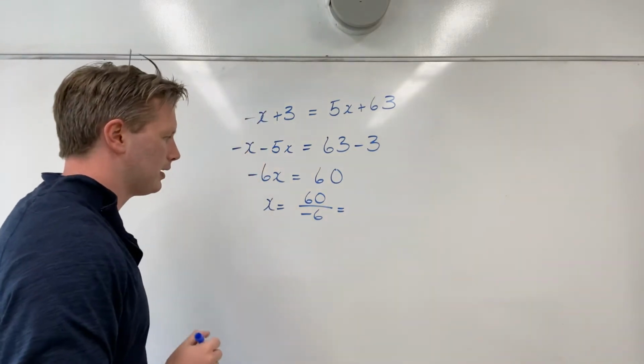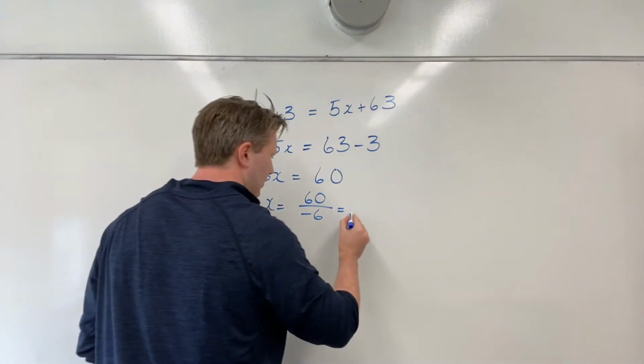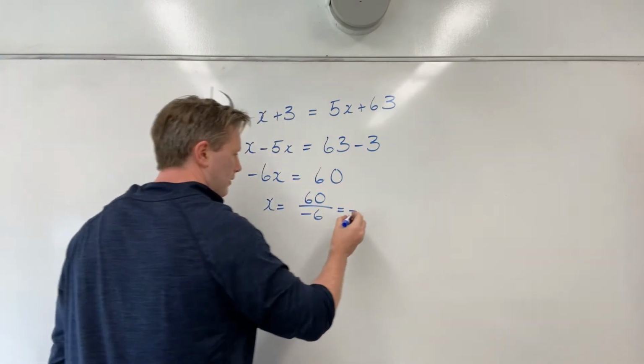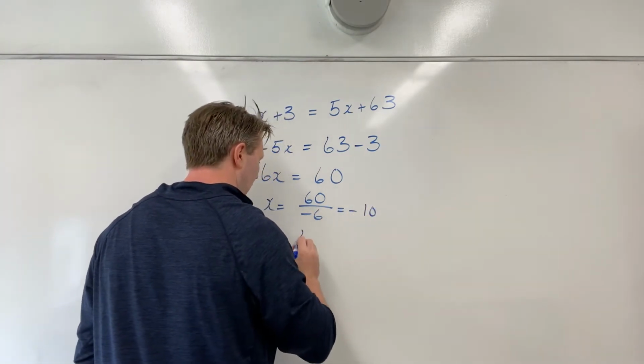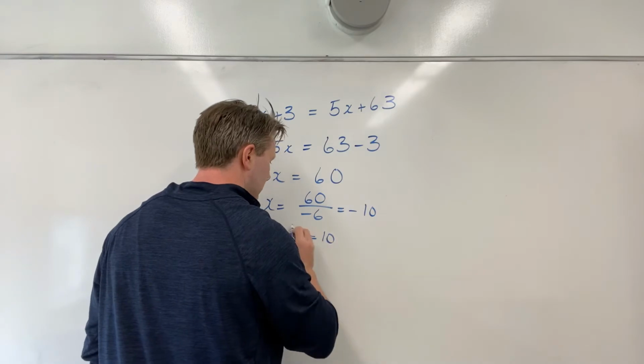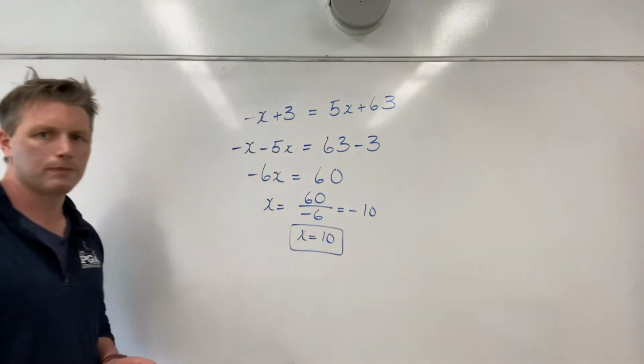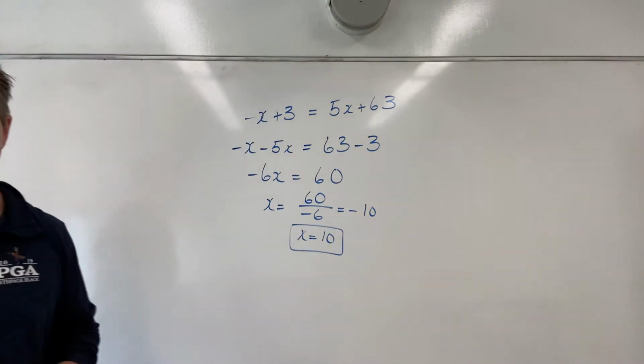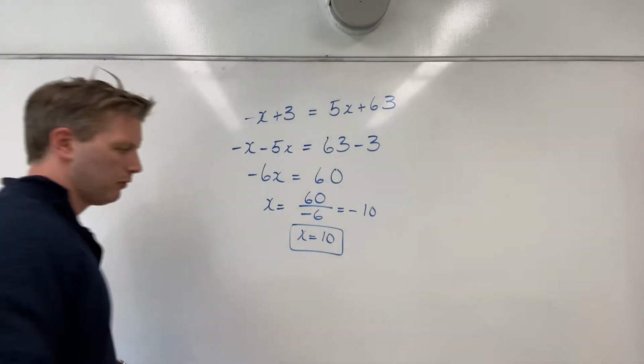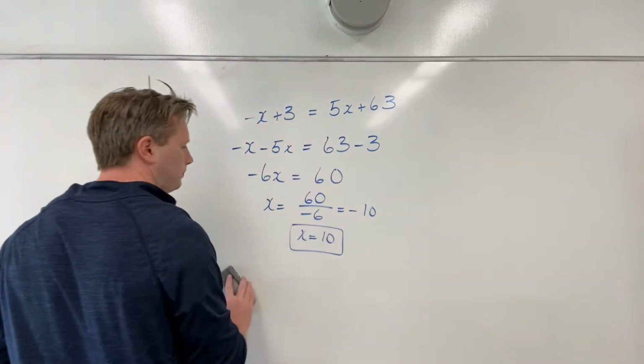60 divided by minus 6, well, positive over negative, that's negative. 60 divided by 6 is 10. And so x is equal to 10. That is my answer. X is equal to 10. All right, let me give you one to try.